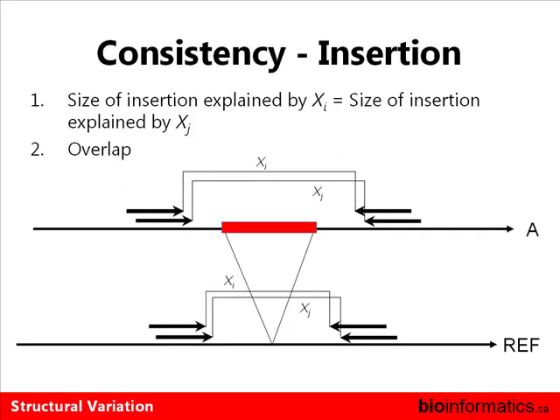So the second thing is, let's say we now see a mate pair that supports some event, that claims that there is some insertion happening. Would you trust that mate pair if that is the only evidence that you have? One mate pair. Why not? It can be by chance.